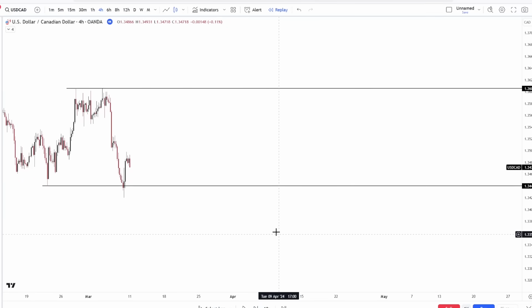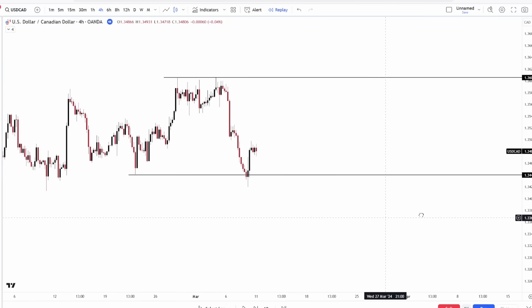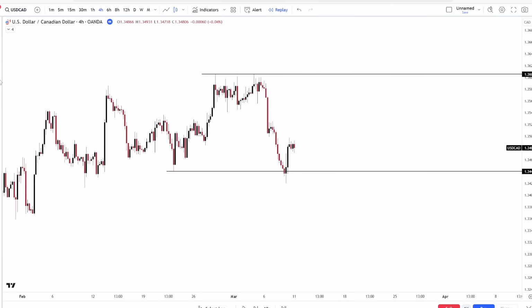As you can see what happened here. Price stop hunted. Price purged all the sellers. And will more than likely continue higher.